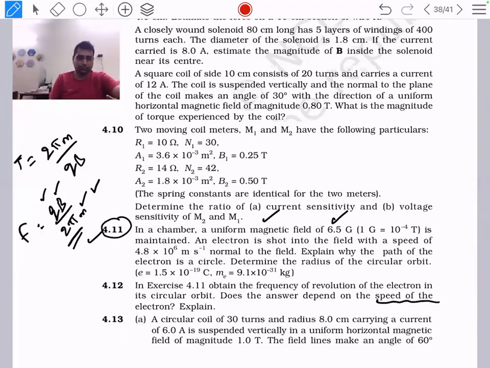Can you repeat that whole thing once again, sir? See, I told you, when a particle is projected with any velocity into a magnetic field in the direction perpendicular to it, the time period of the particle and its frequency always remain a constant. Okay. Means frequency and time period are independent of speed is what I'm trying to say.